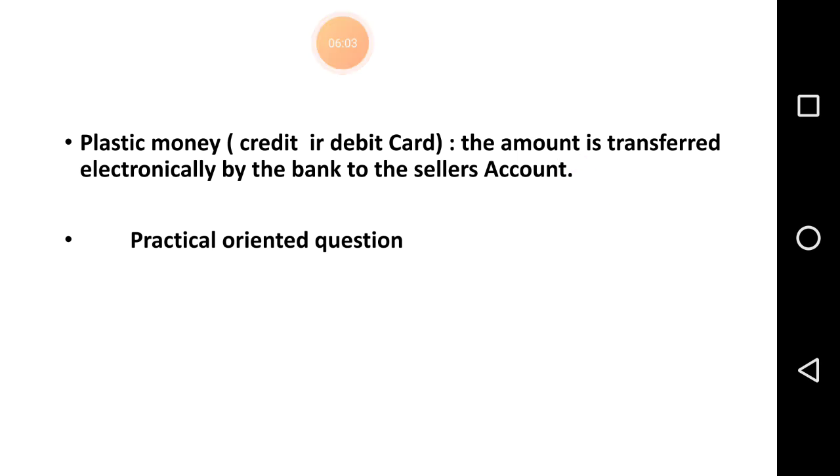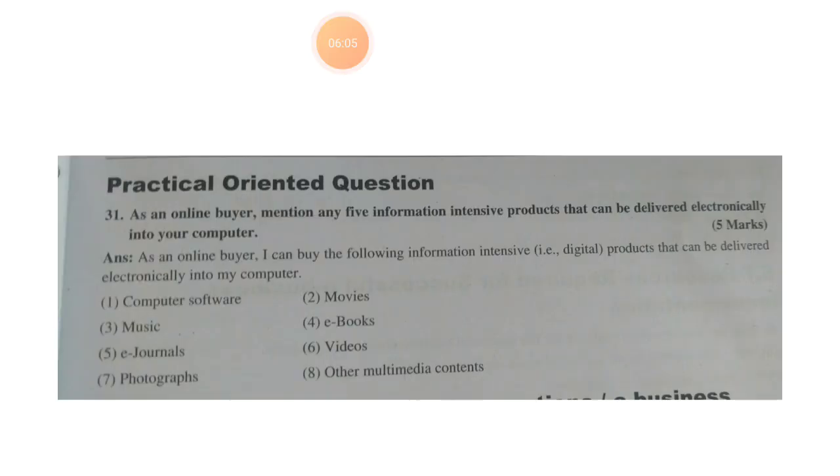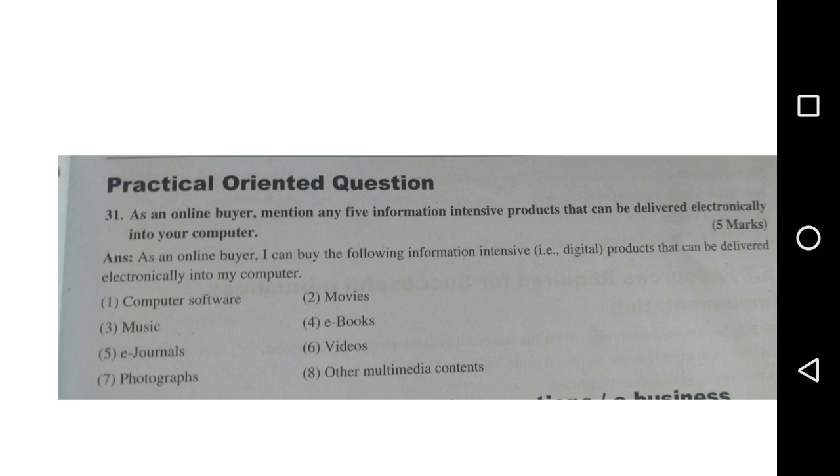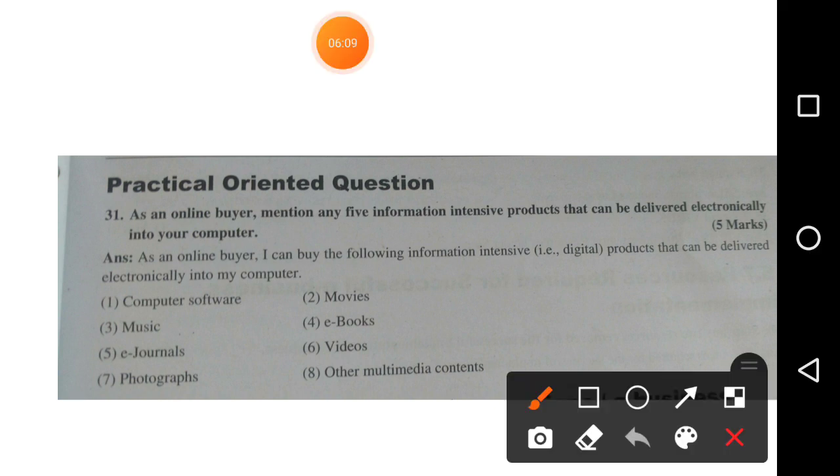Now next heading, practical oriented question. Write this practical oriented question. The question will come like this: as an online buyer, mention any 5 information intensive products that can be delivered electronically into your computer. As an online buyer, what 5 information intensive products can you buy? You can just write what all you can buy.